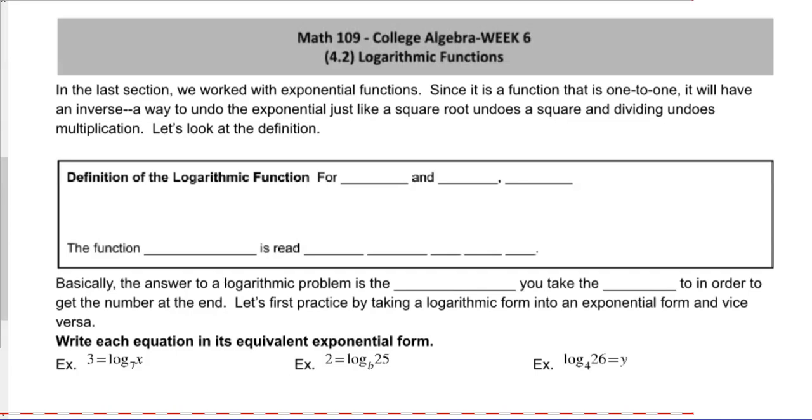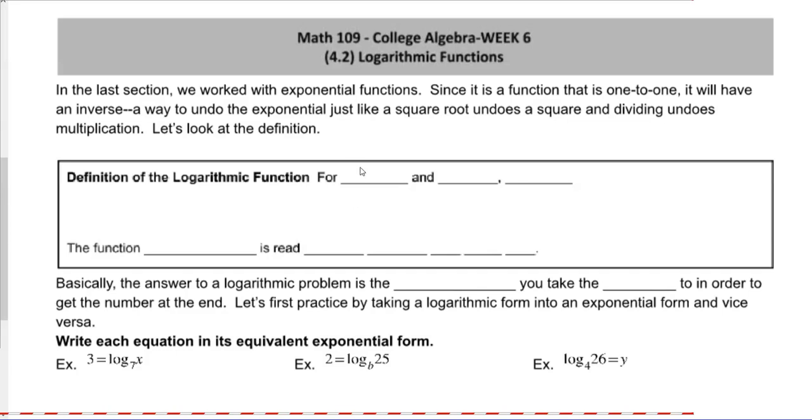So in the last section we worked with exponential functions, and since an exponential function is one-to-one, it would pass the horizontal line test. It will have an inverse, which is a way to undo the exponential, just like if we were square rooting or dividing when we're multiplying. All of those are inverses. So let's look at the definition of a logarithm.